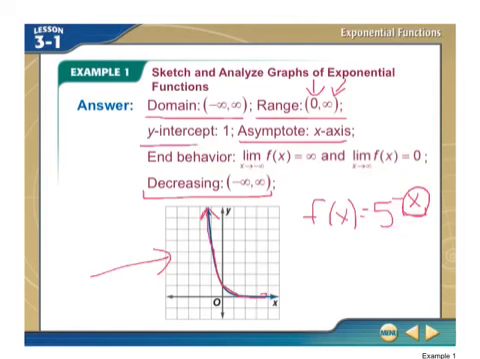My y-intercept is at x equals 0. So if I plug in 0 for x, my output or my y value is 1. We don't have an x-intercept since we have the x-axis as our horizontal asymptote. And so we never intersect the x-axis, so therefore there is no x-intercept.